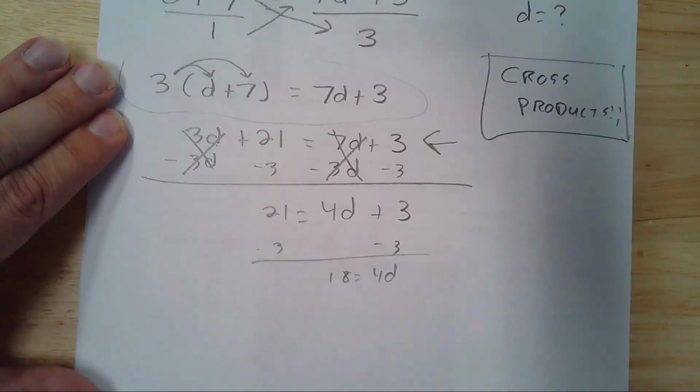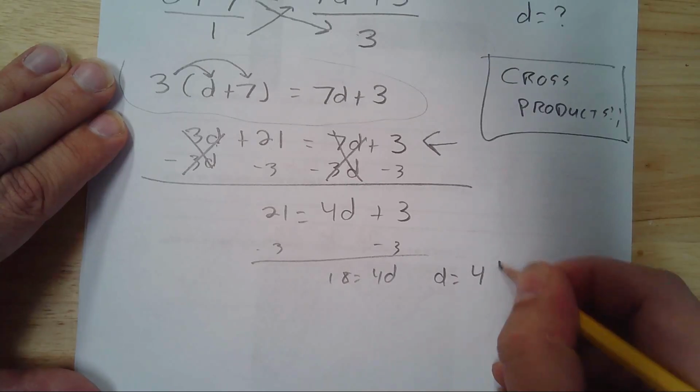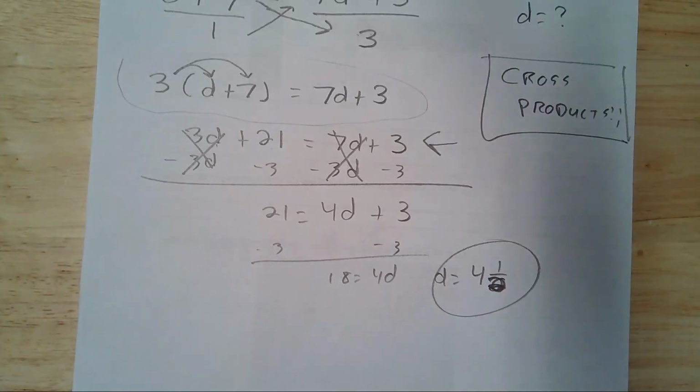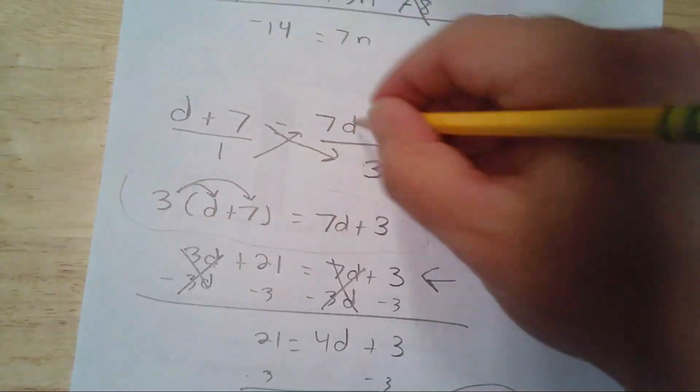18 is 4d, d, oh no, 6. equals 4.5. Yeah, 4.5. You could test it if you wanted. I mean, just plug it in, 4.5 plus that and do that and then that and that and that.